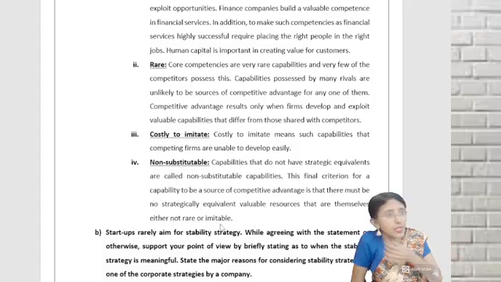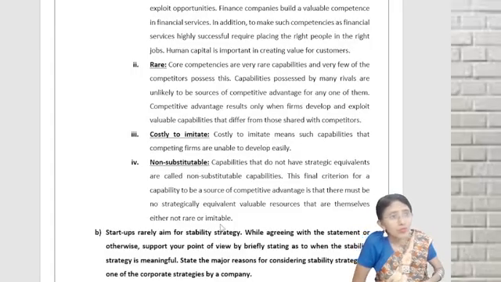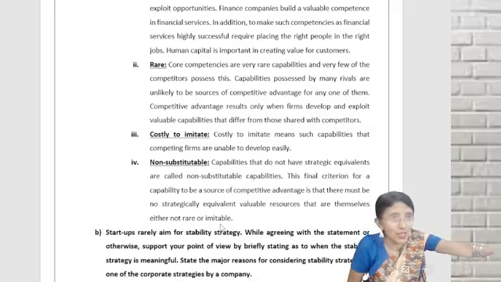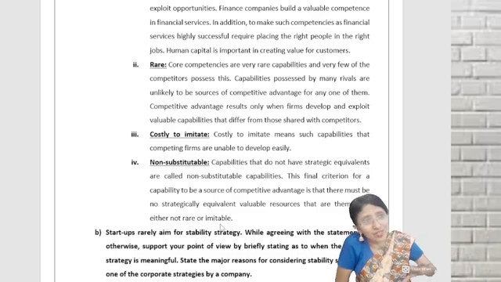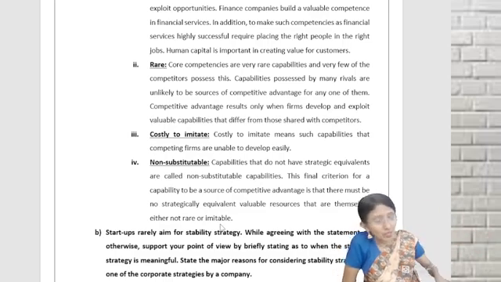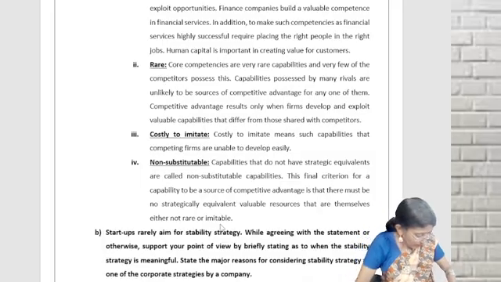Stability strategy and no-change strategy, is it the same? In what way are they different? In a no-change strategy, we don't even put in the basic efforts. It is inactive. In stability, something is done to maintain the stability. You have to do enormous work to stabilize yourself in the market, to hold that market share. Enormous efforts. Okay, that is a point.